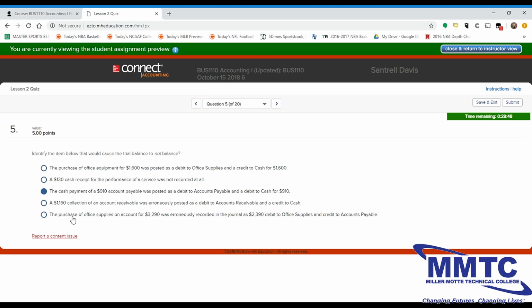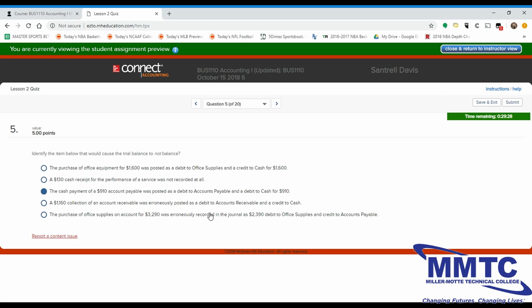Go ahead. Alright, the purchase of oil supplies on account for $3,290 was erroneously recorded in the journal. Is this a new question? No, this is the last answer. Okay, start over with that. The purchase of oil supplies on account for $3,290.